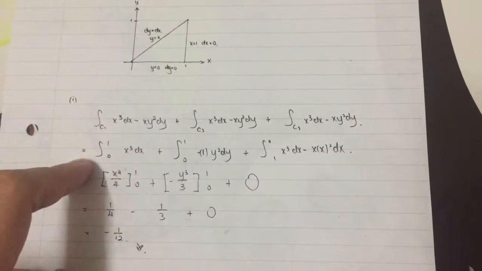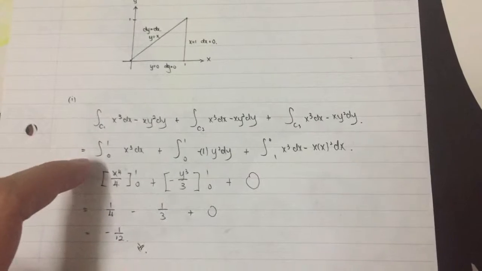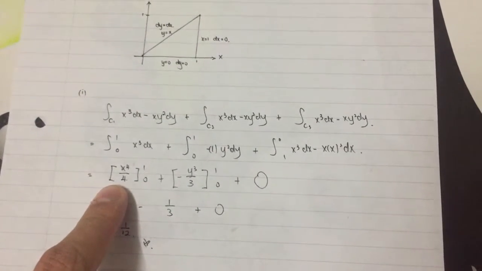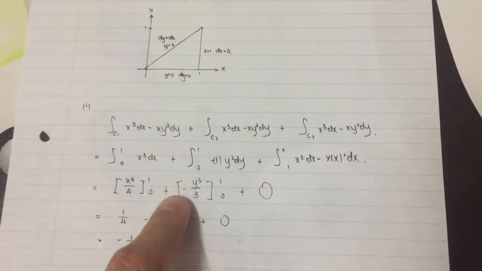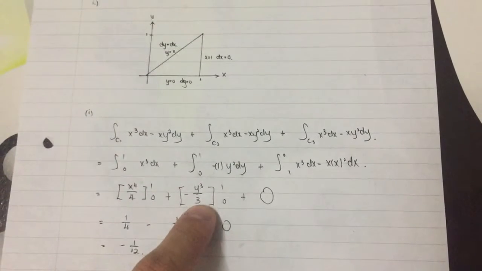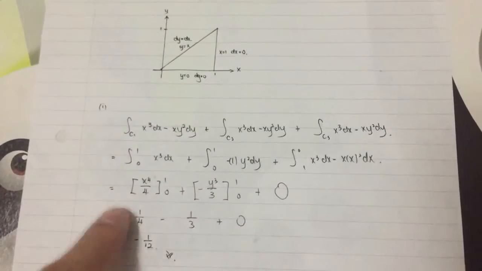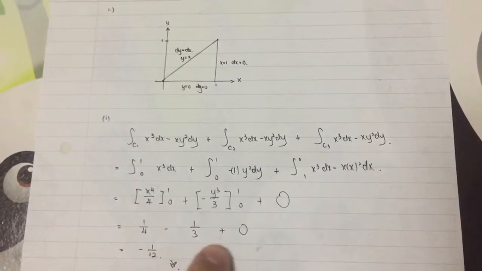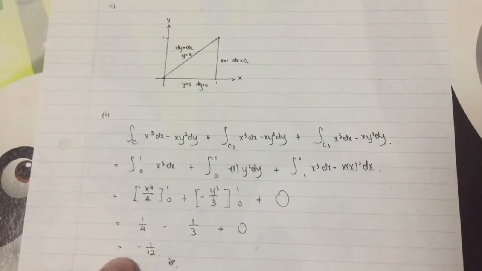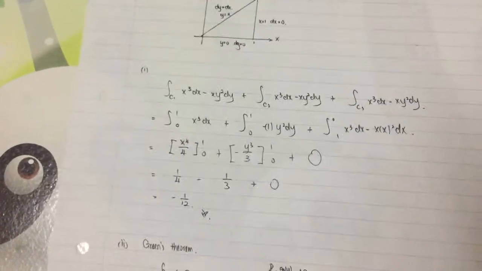So from here you can proceed with the integration, and we get x to the power 4 over 4 plus negative y to the power 3 over 3. So you get 1 over 4 minus 1 over 3 plus 0. So at the end, the answer will be -1 over 12.